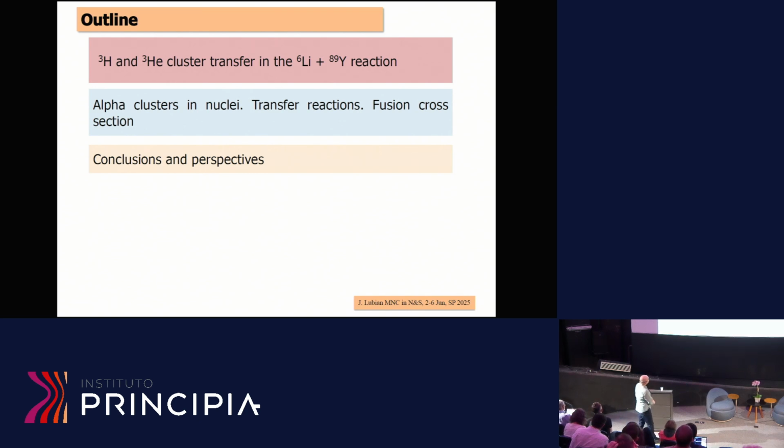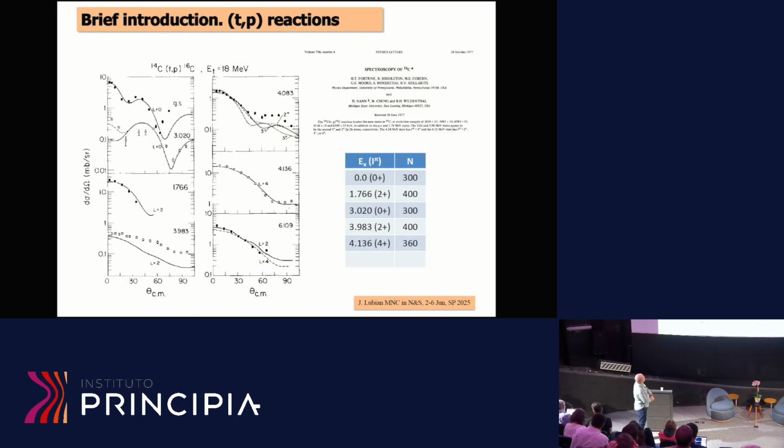Finally, the conclusions and perspectives. So all this started when we began studying the two-neutron transfer reaction, trying to explain why, in many papers in the past, people had to use a very big normalization factor, like the one shown in that table. They described the shape of the angular distribution very well, but they needed a normalization factor in order to get the absolute value of the experimental data.